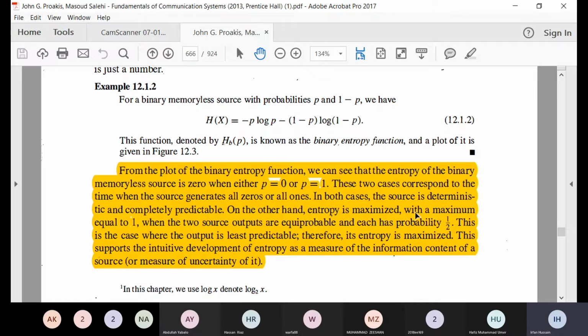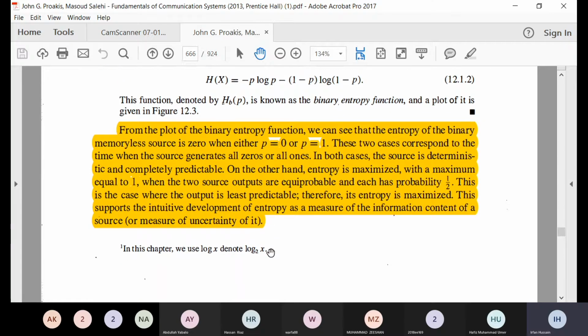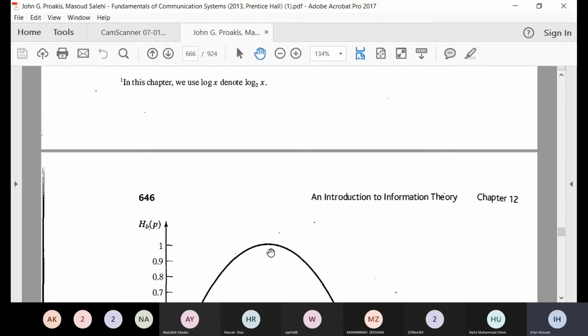But we saw that entropy is maximized when the two symbols are equally probable, each with probability half. This is the case when the output is least predictable. You won't know whether it is 0 or 1 because both are occurring with the same probability. In that case, entropy is maximized, and this supports the intuitive development of entropy as a measure of the information content of a source, or a measure of its uncertainty.